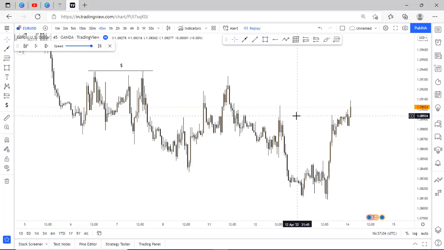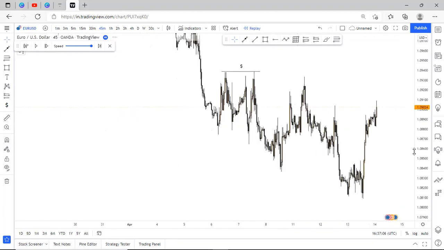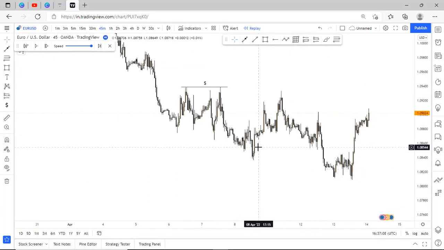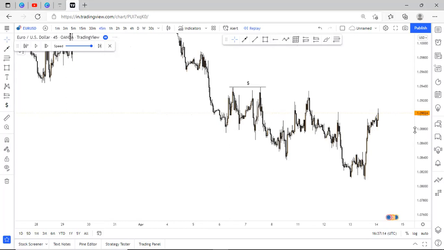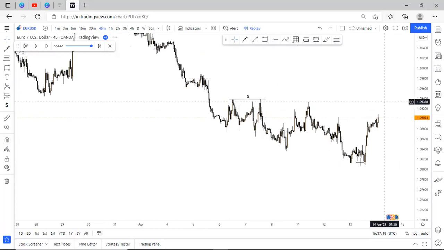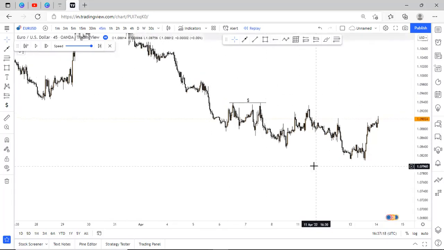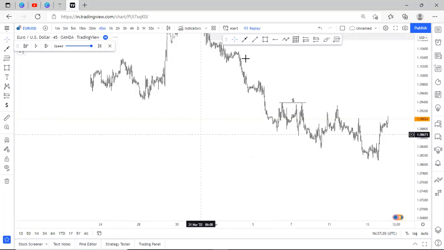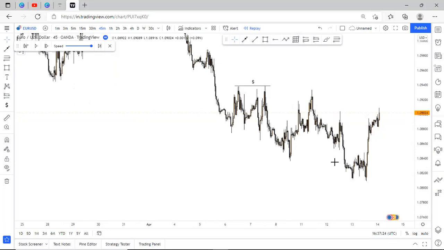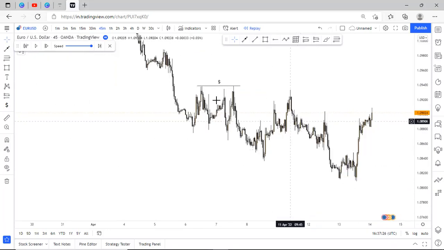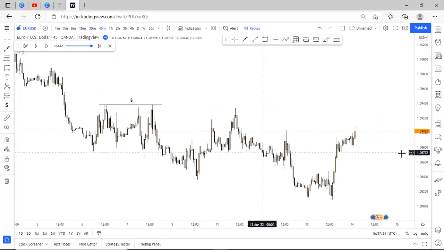When you're looking for an intraday setup, you want to focus mainly on the lower time frames, from maybe the 45 minute time frame down to the 1 minute time frame. You also want to focus on the recent price action. Keep your overall structure in mind, but when focusing on the intraday setup, you want to majorly focus on the recent price action.